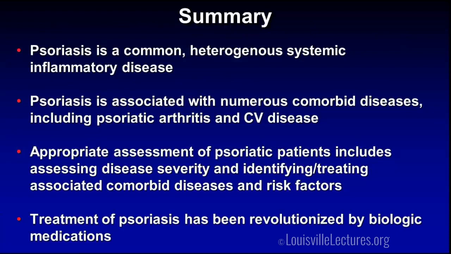So in summary, psoriasis is a very common, heterogeneous, systemic inflammatory disease. It is associated with increased risk for numerous important comorbid diseases, especially psoriatic arthritis and cardiovascular disease. Appropriate assessment of psoriatic patients includes not only assessing disease severity, but also identifying and ensuring these patients are treated for any associated comorbid disease or risk factors for those diseases.